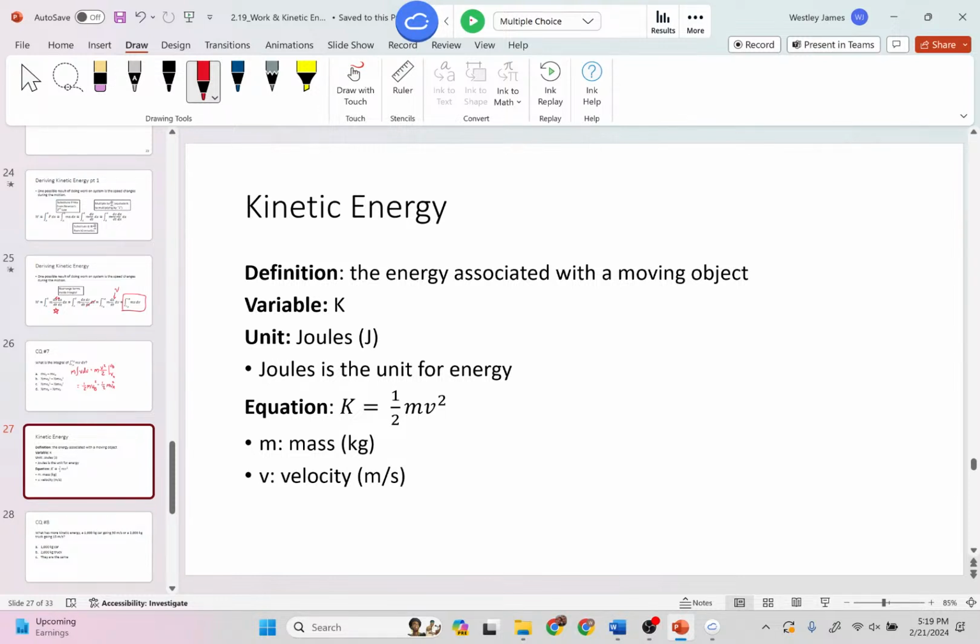So kinetic energy is the energy associated with a moving object. The variable for it is K. Sometimes you'll see KE. Both mean kinetic energy. It's joules. Energy is joules. 1/2 mv squared.